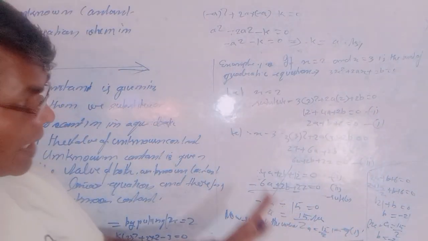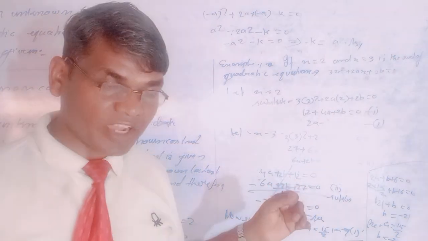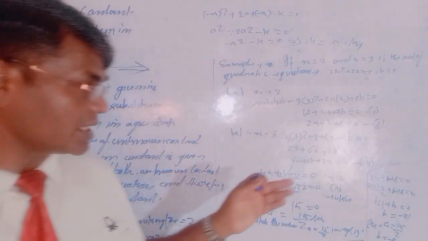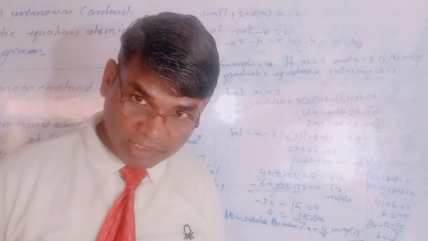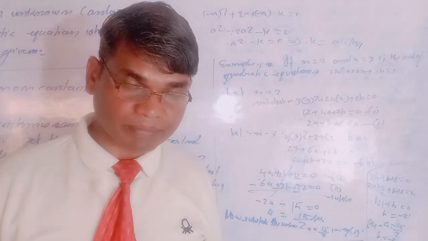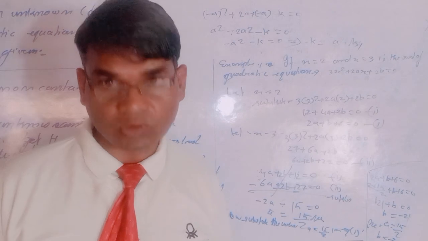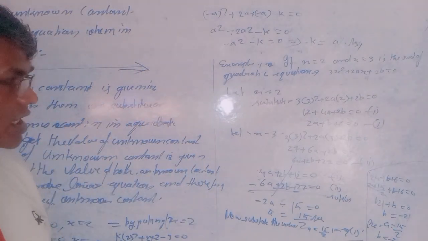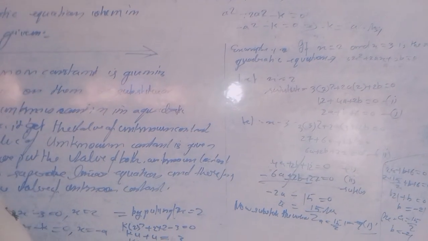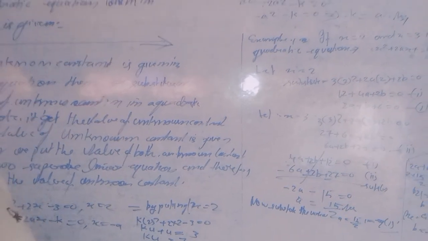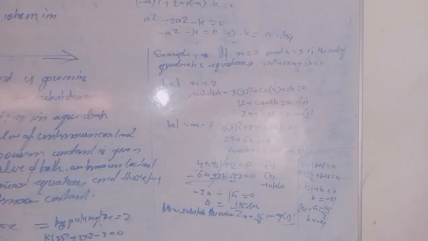This is the answer. By means of this, if two unknown constants are given, then you form the linear equations and solve them. If one constant is given, then put the value of the root in the quadratic equation, solve and get the value. Okay, these are the quick ways to solve the given questions.